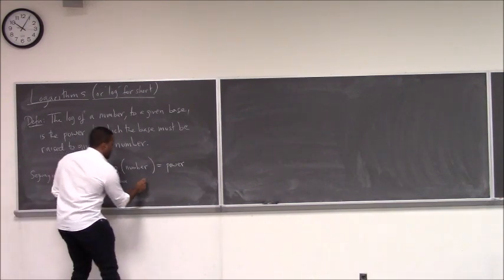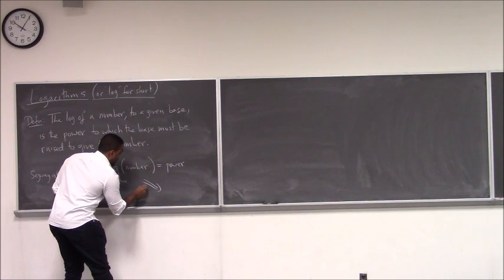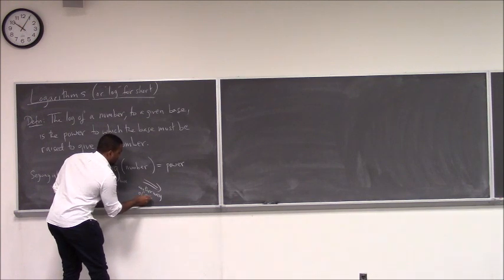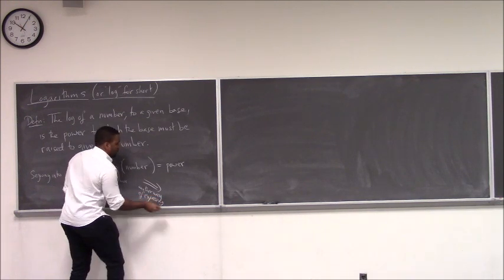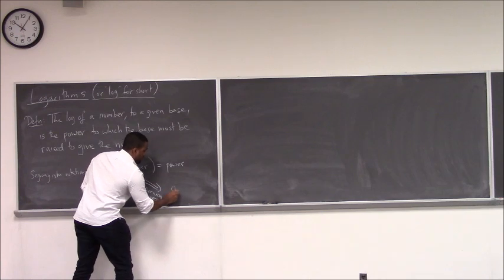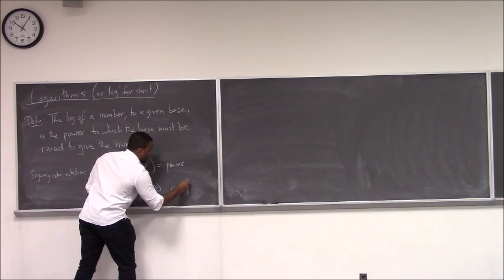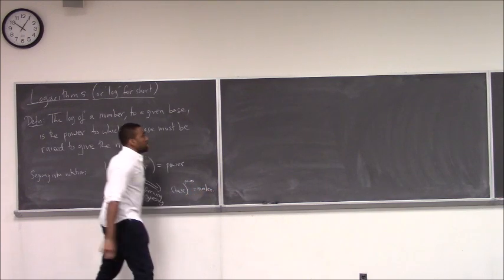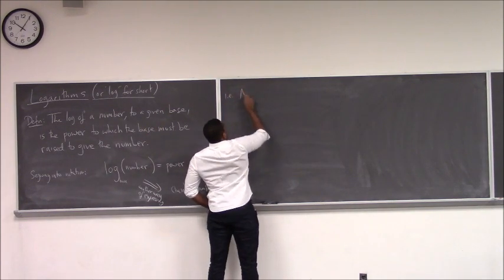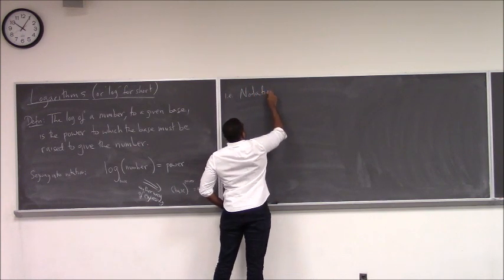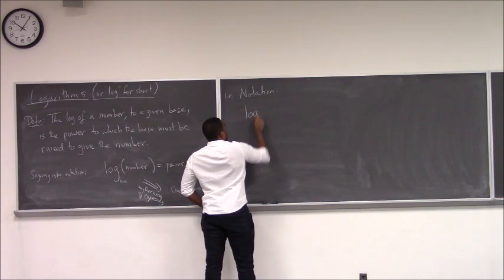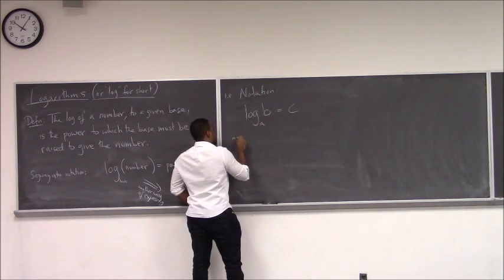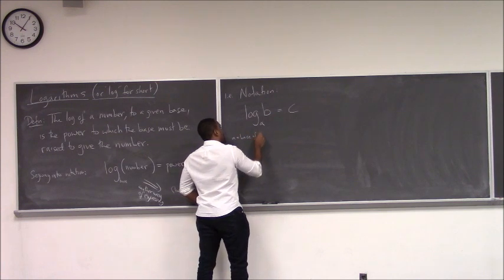So this is just another way of expressing this relationship. The base would be the big number at the bottom, the power would be up here, and the number would be on the other side. I.e., the notation here will be log to the base a of b equals c. So a is the base of the log.